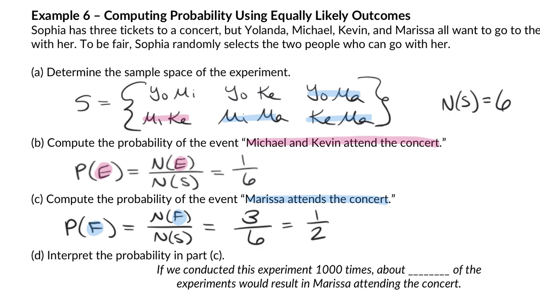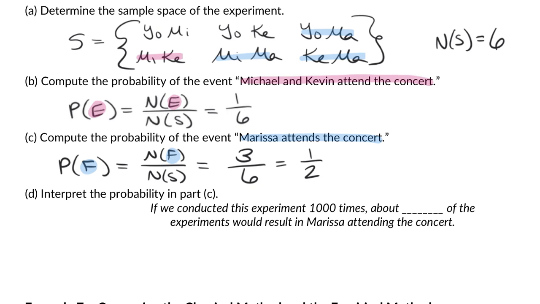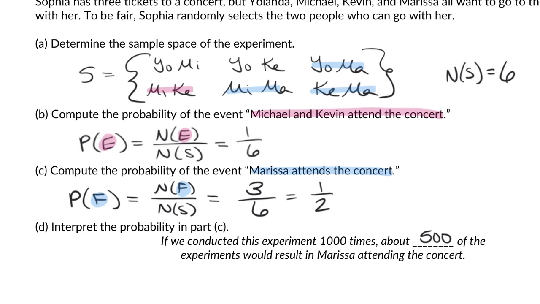So if we extend this beyond just this little interpretation right here and explain how this applies to large numbers, if we conducted this experiment 1,000 times, how many times would Marissa attend the concert? Yeah, 500 times. Oh, my bad, 1,000 times. So we define the different variables to represent different things.